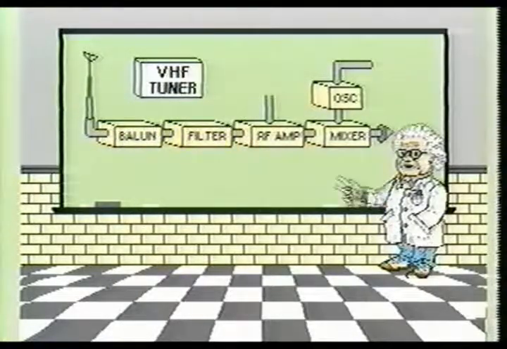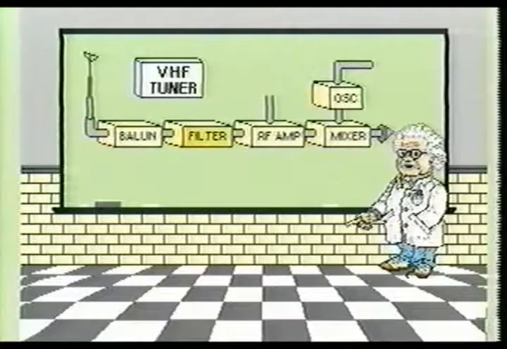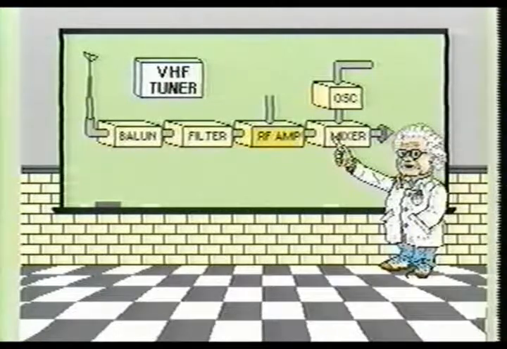The antenna filter circuit is designed to block all unwanted frequencies from reaching the input of the RF amplifier section. The RF amplifier section is designed to boost the weak incoming RF signal to a level sufficient to override any internal electrical noise which may be generated from the mixer oscillator sections.